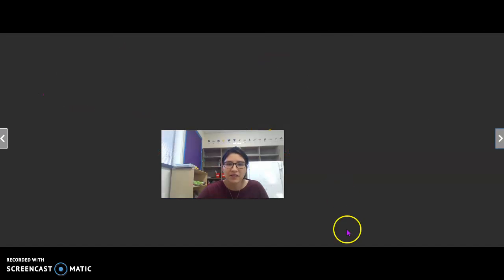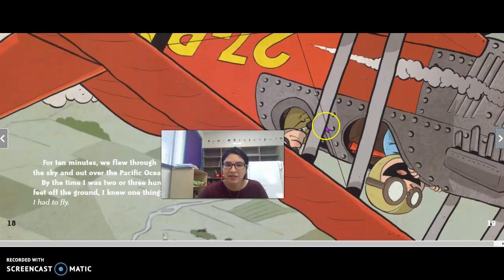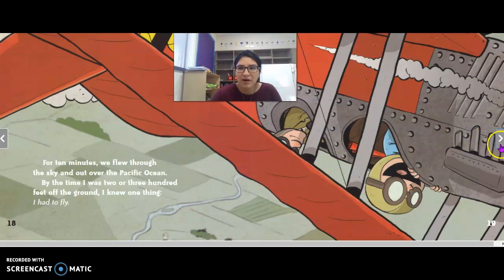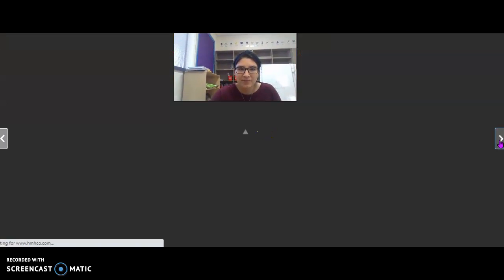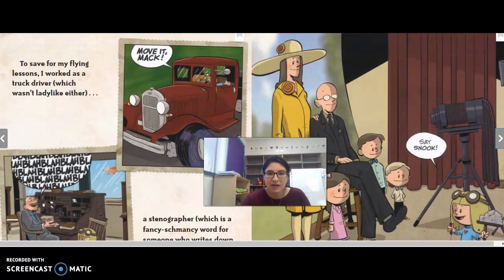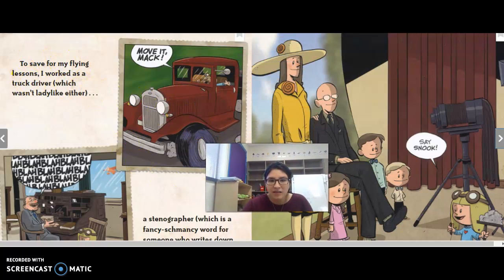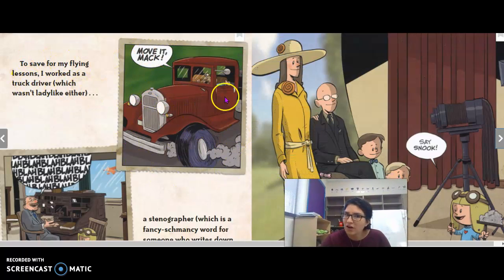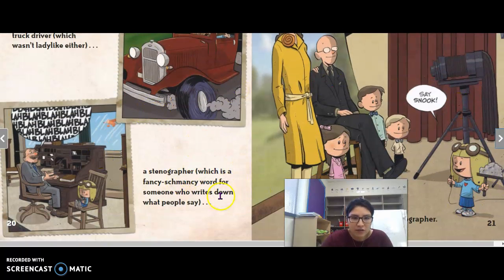So right here, this is where she's starting to want to become a pilot. She's starting to daydream and think about what it'd be like if she was a pilot. But right here, even though these are not real photographs or realistic artwork, it's true.